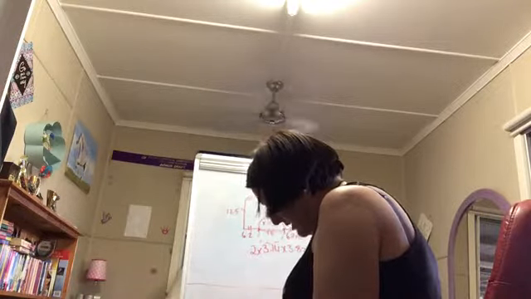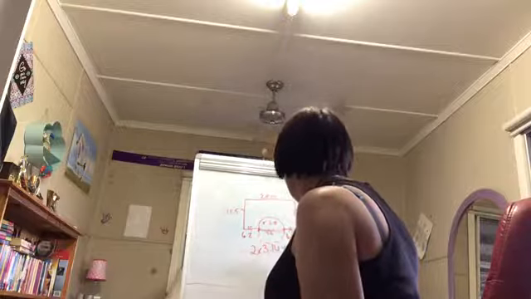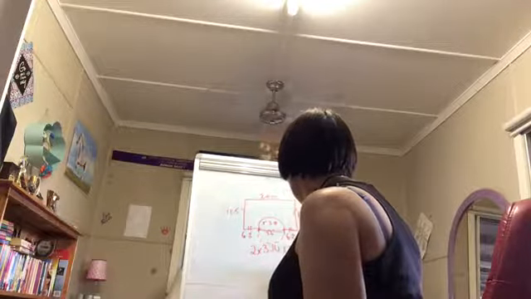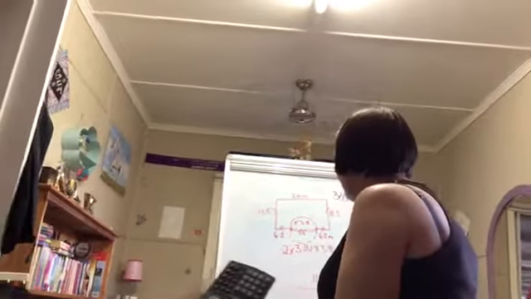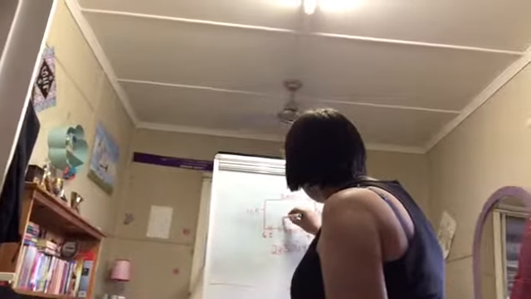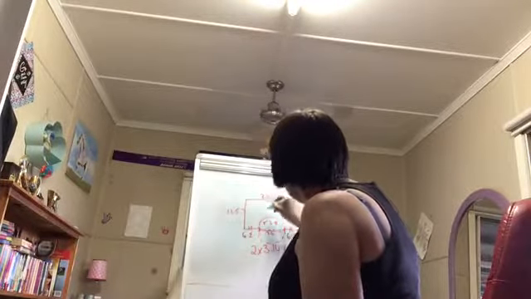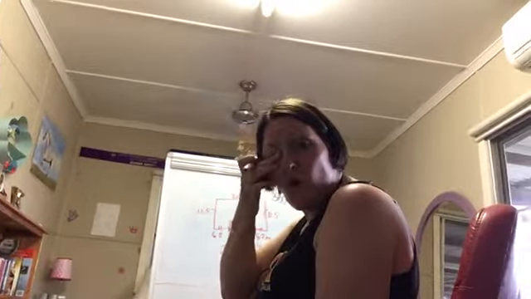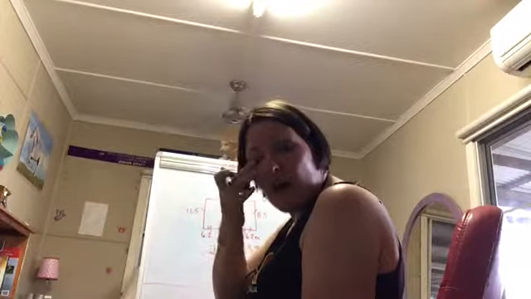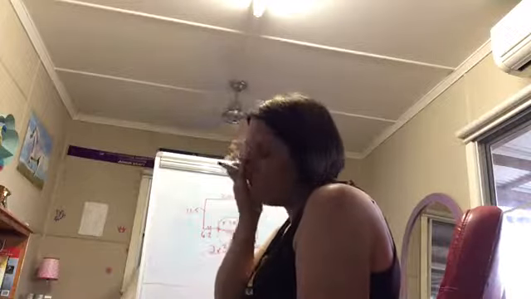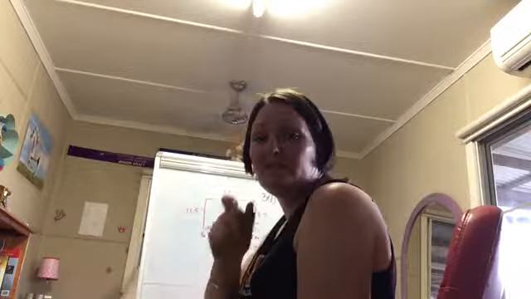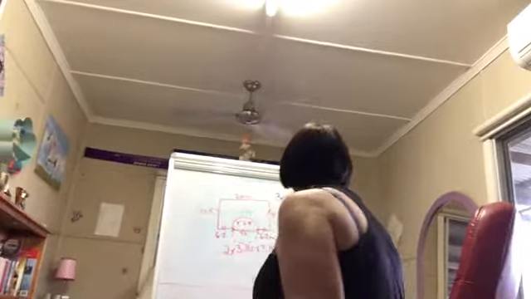23.86 divided by 2 is 11.93. Alright, 11.93. So I know that this measurement here, this green one, is 11.93. So now I have to add up all of my measurements to find the entire perimeter.